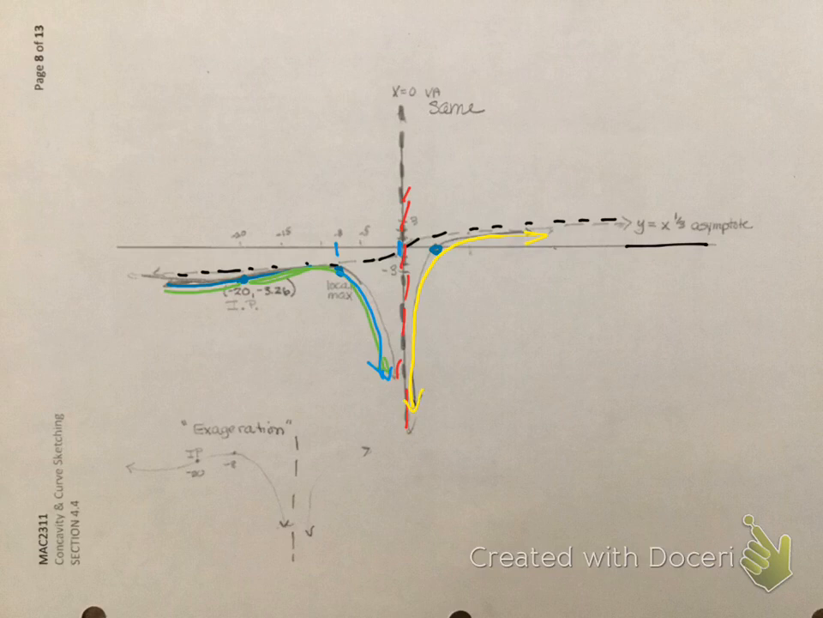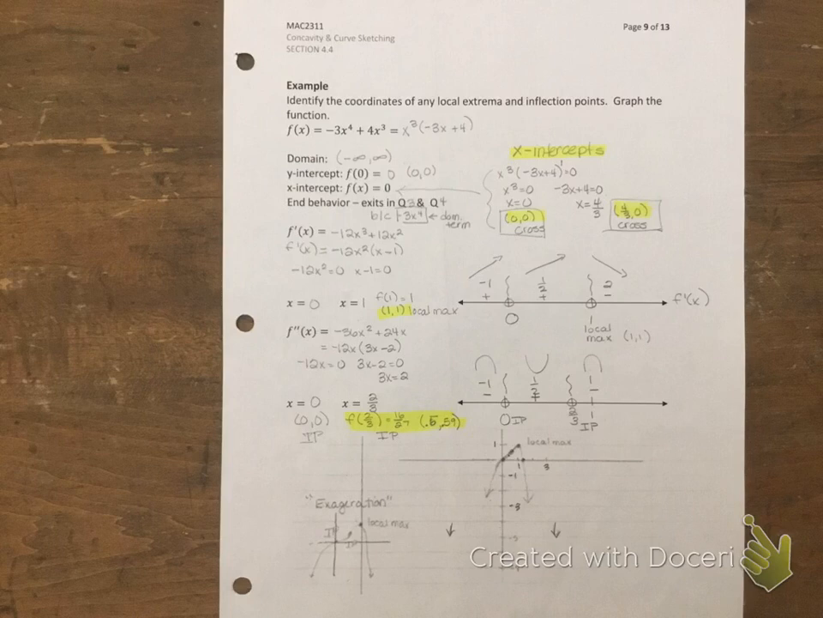This graph that you see with all the colors on it, I've drawn it out extremely well. On my notes down here at the bottom, I have an exaggeration of what this would look like to help you understand the concavity over here. All right, let's look at the next example.